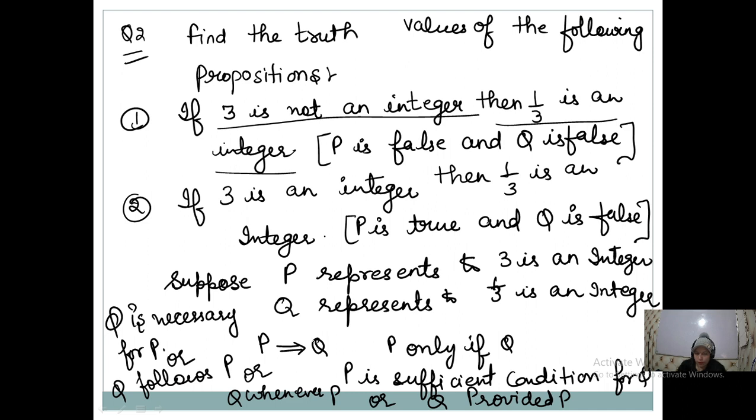Here P implies Q means P only if Q. P can be satisfied only if Q is satisfied. That means P is a sufficient condition for Q. Q is necessary for P. Q follows from P. Q whenever P. And Q provided P.